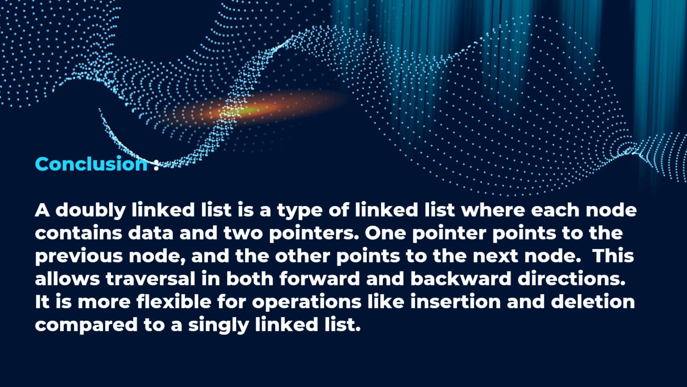Now let's summarize. The doubly linked list is a type of linked list where each node contains data and two pointers. One pointer points to the previous node and the other points to the next node, so that we may have a bidirectional traversal. This allows traversal in both forward and backward directions. And it is more flexible for operations like insertion and deletion when compared to the singly linked list data structure.